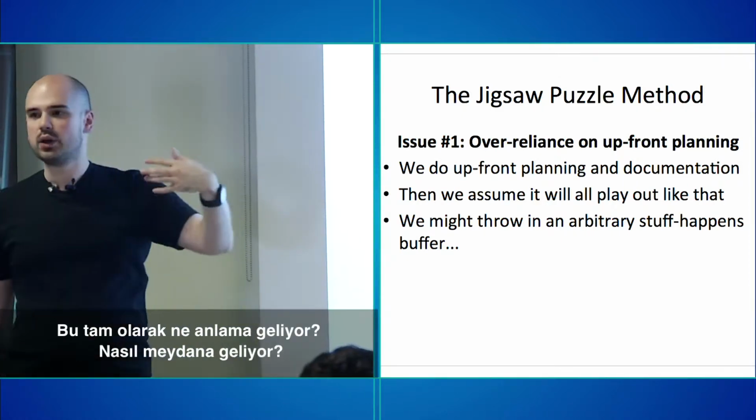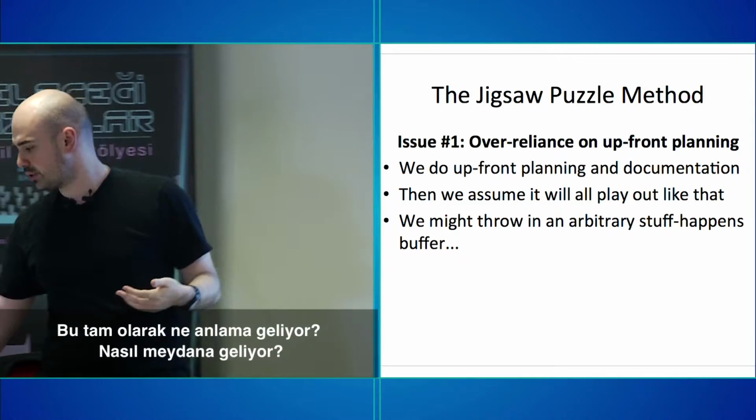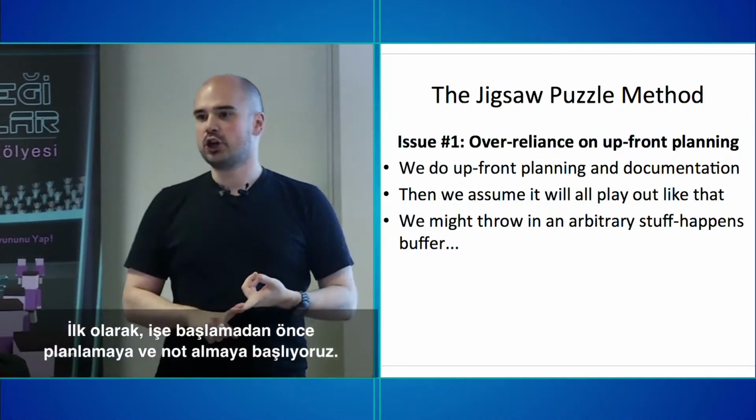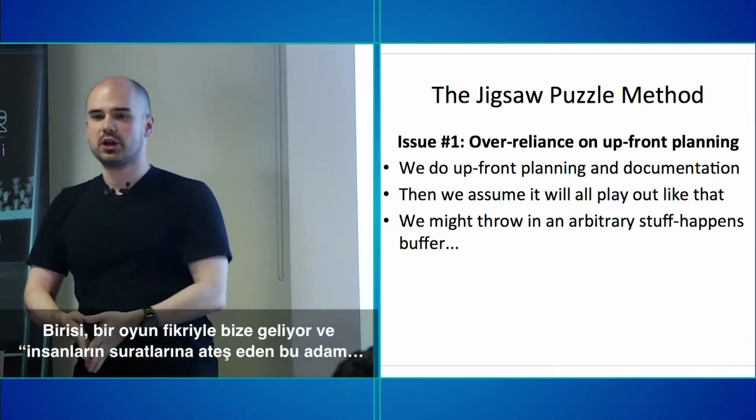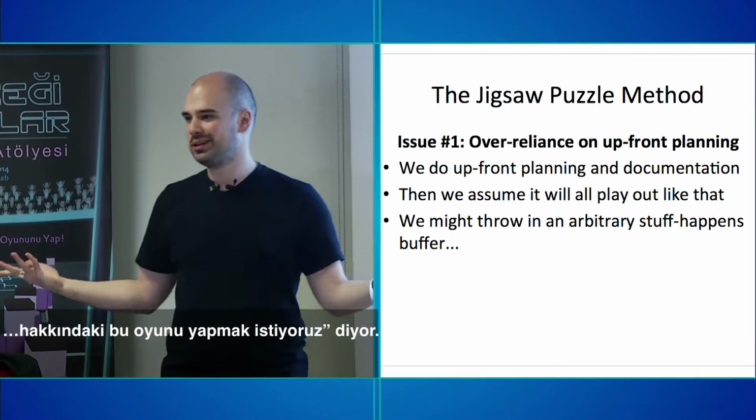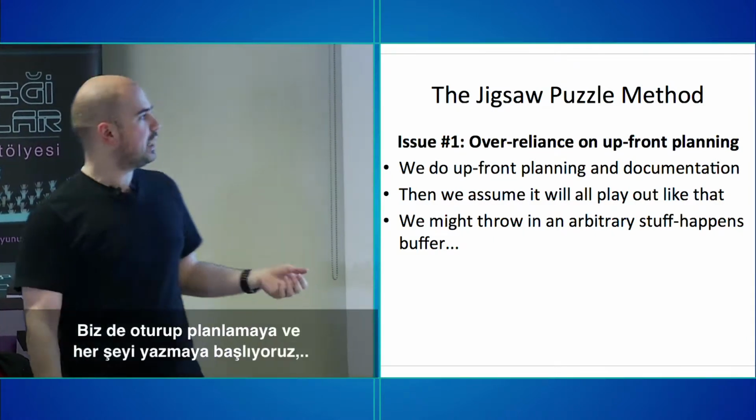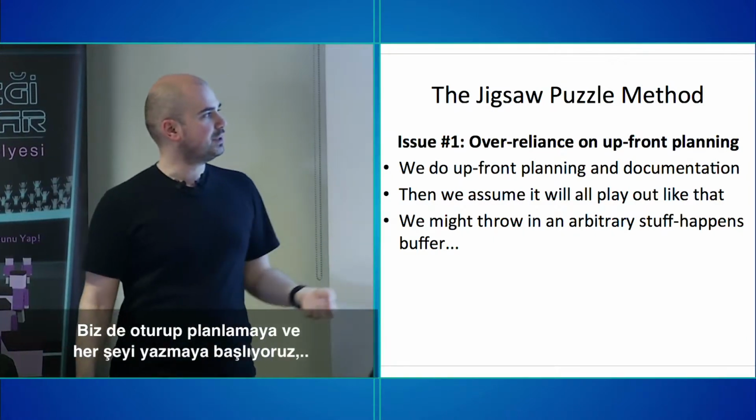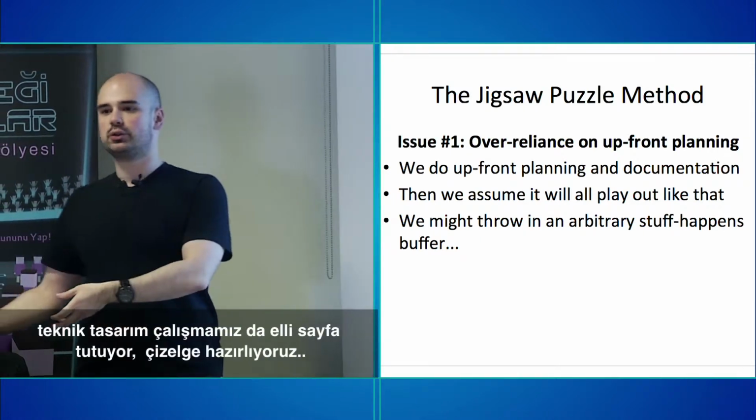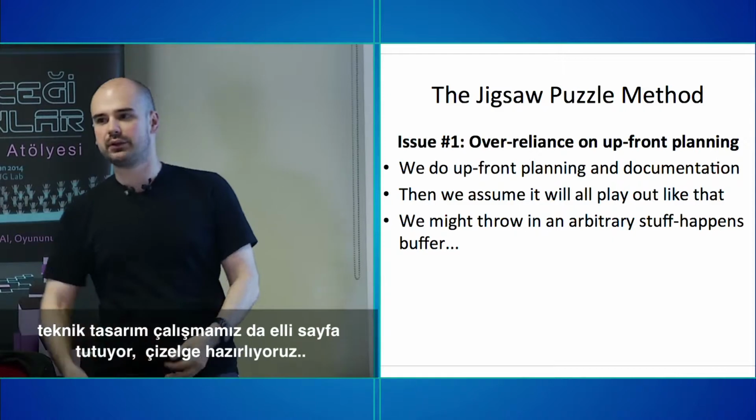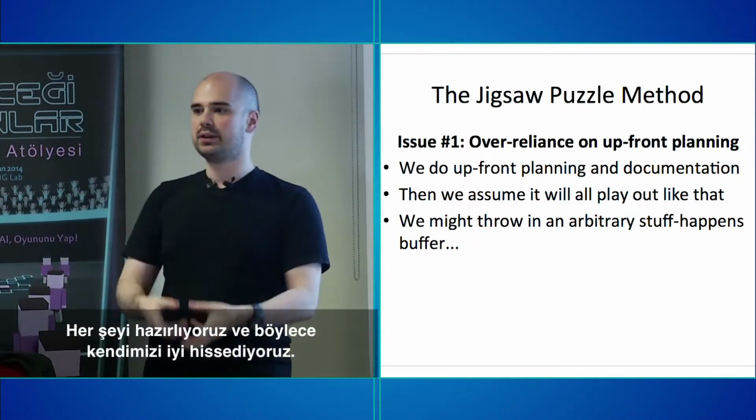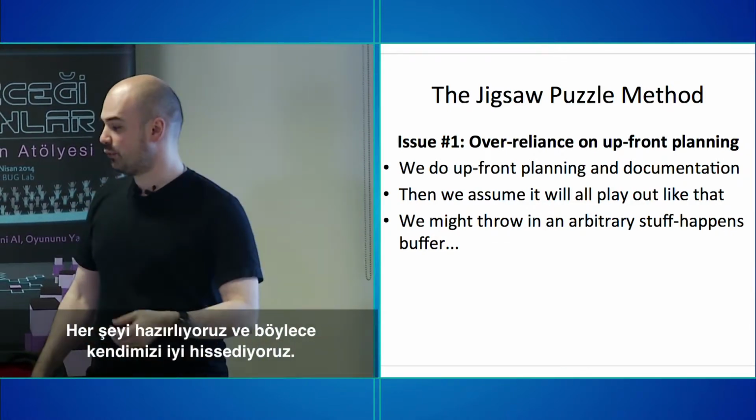Over-reliance on upfront planning. What does that actually mean in practice? How does it usually happen? Well, first, we do upfront planning and documentation. So someone comes to us with the game's concept and says, hey, we want to make this game that's about this guy that goes around shooting people in the face. All right. So we sit down and we do upfront planning and documentation. We just write everything down. We have a design document that's 50 pages. We have a technical design document that's 50 more pages. We have scheduling stuff. We have 1 million pages basically. We have everything done and we feel good about it.